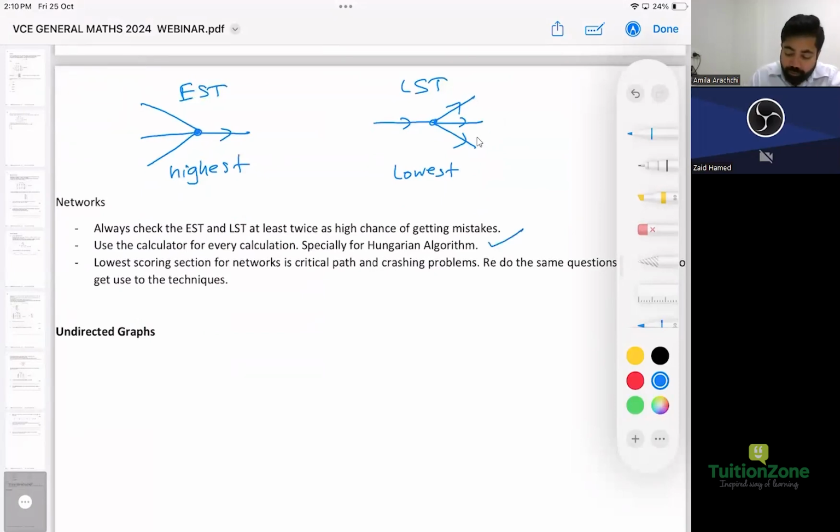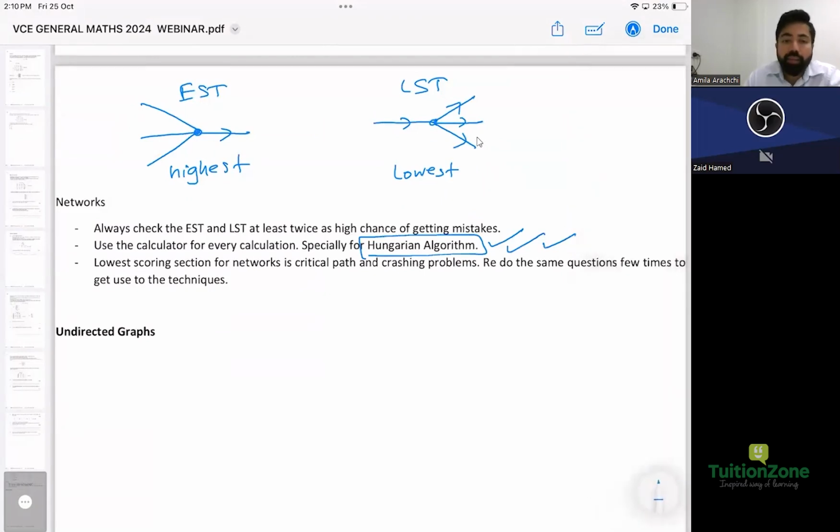This is a pretty long process, but you can try them. You can even do some questions without the Hungarian algorithm, because that takes a long time. Unless they ask for the algorithm, try any other method just to find the shortest path. And the next one.